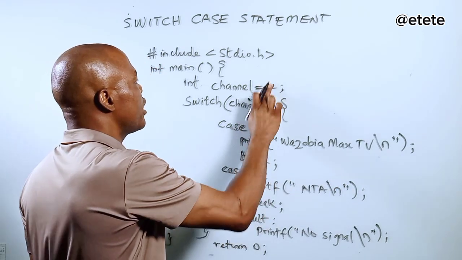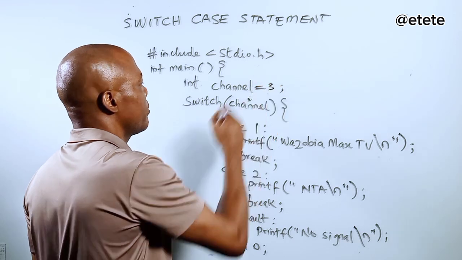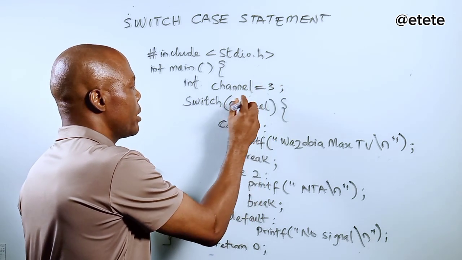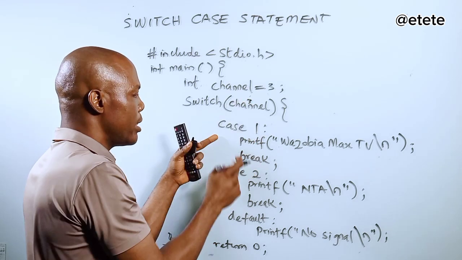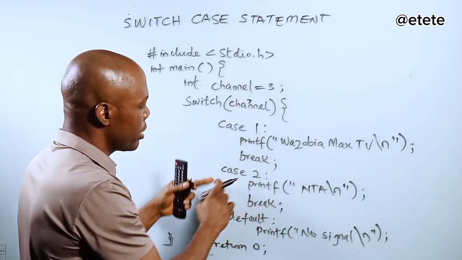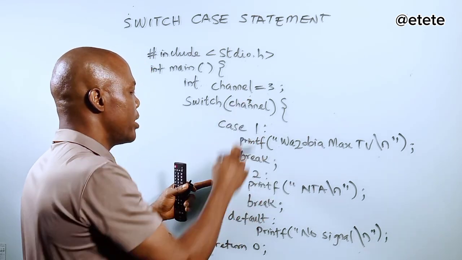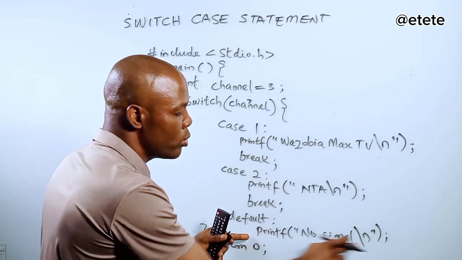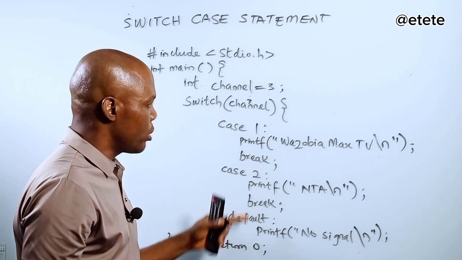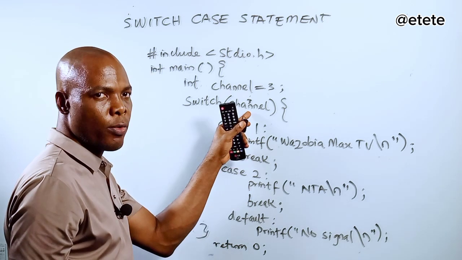Now, if I change this place to 3, so channel becomes 3. It will go to case 1. No, channel is 3. It will skip this one. Case 2. No, channel is 3. It's not seeing 3 again. It will now come to default. It will print out no signal, because none of these cases is matching what is inside channel.